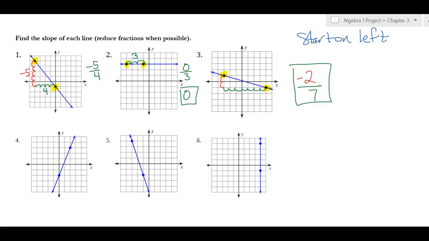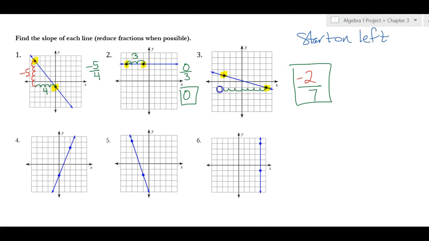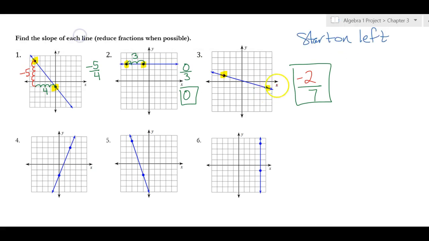I do want to show you what happens if you don't start at that point, so let me erase this stuff. If you decide to start on the right point, that's okay, it still works, but sometimes you're going to get double negatives. So if I start here, I go up 1, 2, and then I go to the left 1, 2, 3, 4, 5, 6, 7. So if you notice, it's still a 2 over 7, and there's still one negative. So you're going to get the same answer, okay?